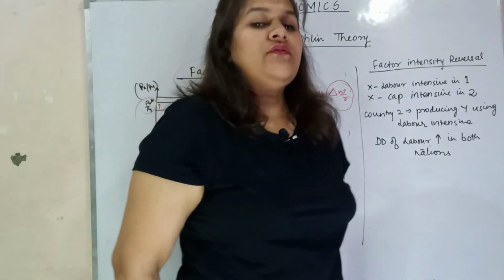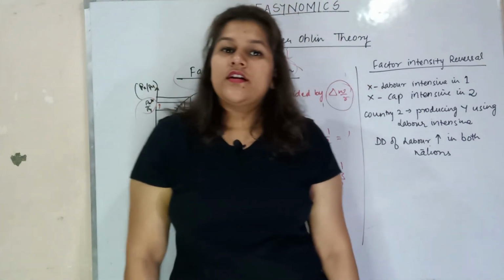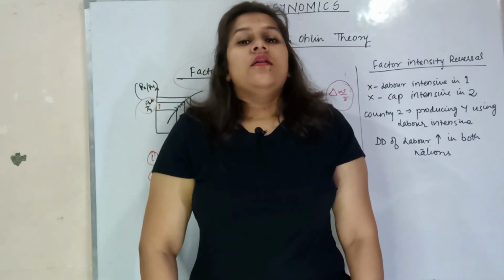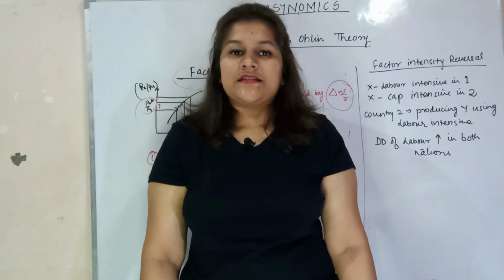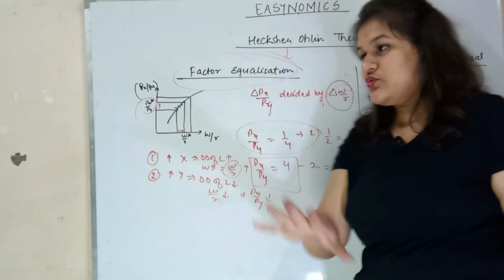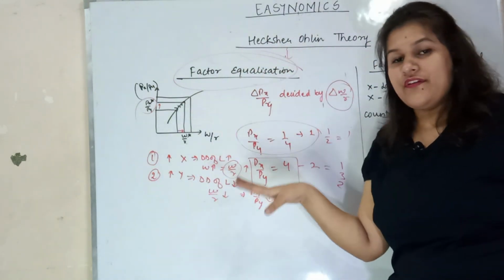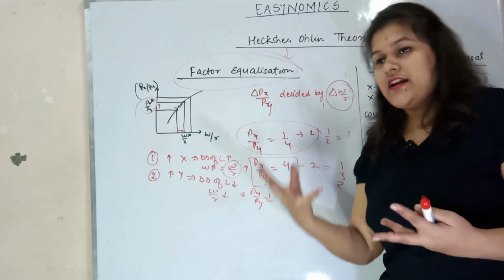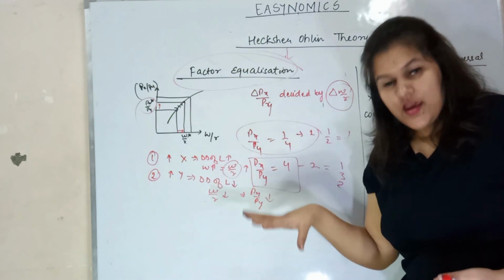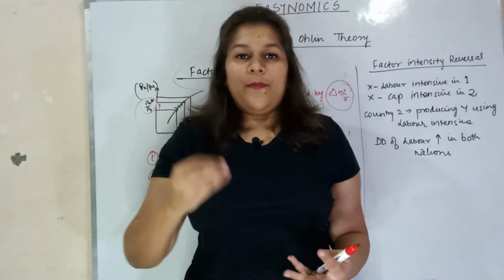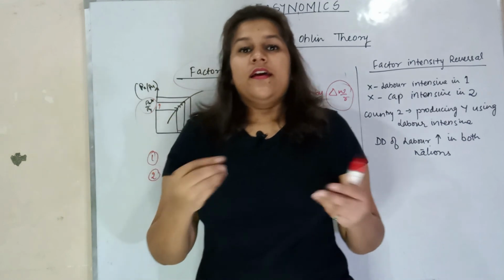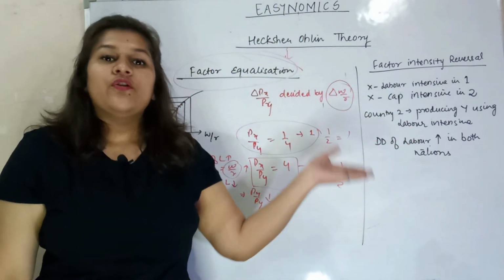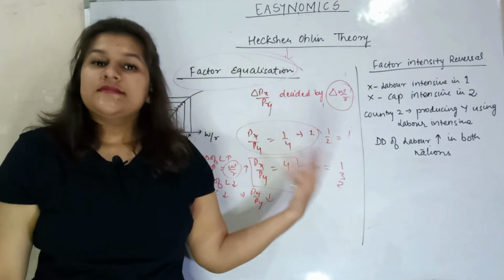Now we are left with two things: the offer curves and the empirical evidence of the Heckscher-Ohlin theory. This we will be discussing in the next class, because first I want you to clear the basic understanding of Heckscher-Ohlin, because the offer curve requires much more understanding than this simple trade theory. So I'll be taking the new topic in the next class. Till then, you just understand this topic from here, then read it from Salvatore.